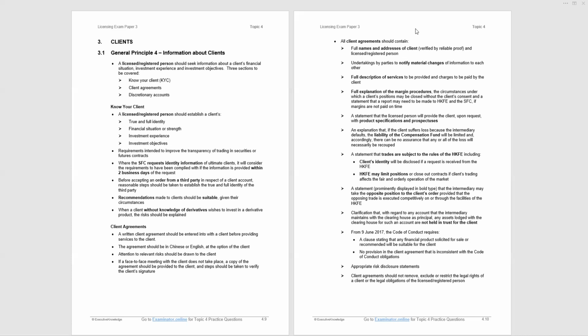Clarification that with regard to any account that the intermediary maintains with the clearinghouse as principal, so the intermediary's principal, then any assets lodged with the clearinghouse as principal for such an account are not held in trust for the client. In other words, they will not use client assets as assets lodged with the clearinghouse. And then we're told from 9 June 2017, Code of Conduct requires clause stating any financial products listed for sale or recommended will be suitable for the client.